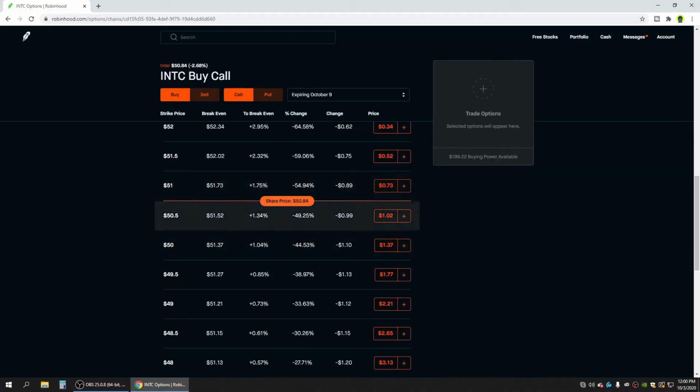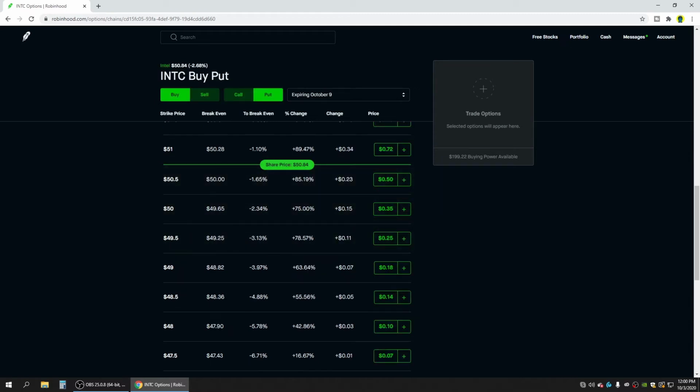We got a stock that's pretty similar to Starbucks. As you can see, the stock price is at $50.84, so the in the money on the call side would be the 50.5 and the at the money would be the 51, and then on the put side the in the money would be the 51 and the at the money would be the 50.5. So you always got to keep that in mind.